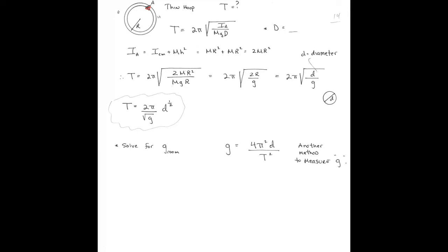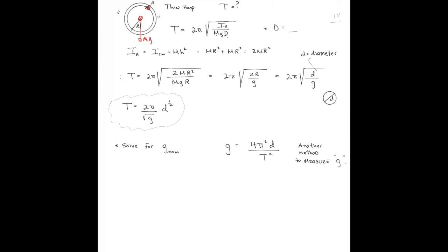We have to remember what each quantity represents. I is the moment of inertia about axis A, m is the mass of the ring, and D is the distance from the pivot point to the center of mass. So there's the center of mass.